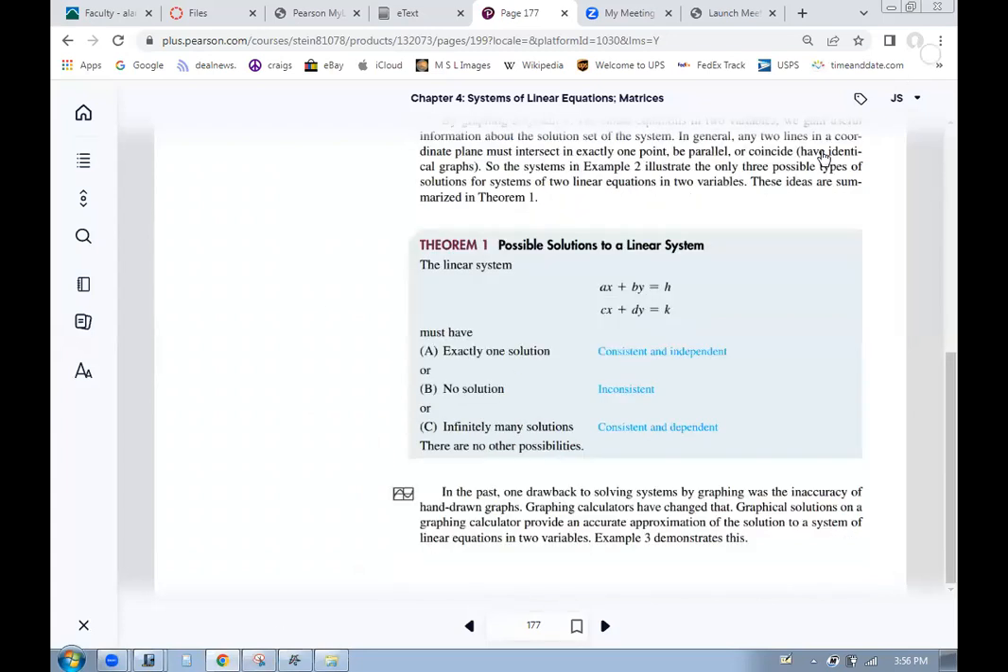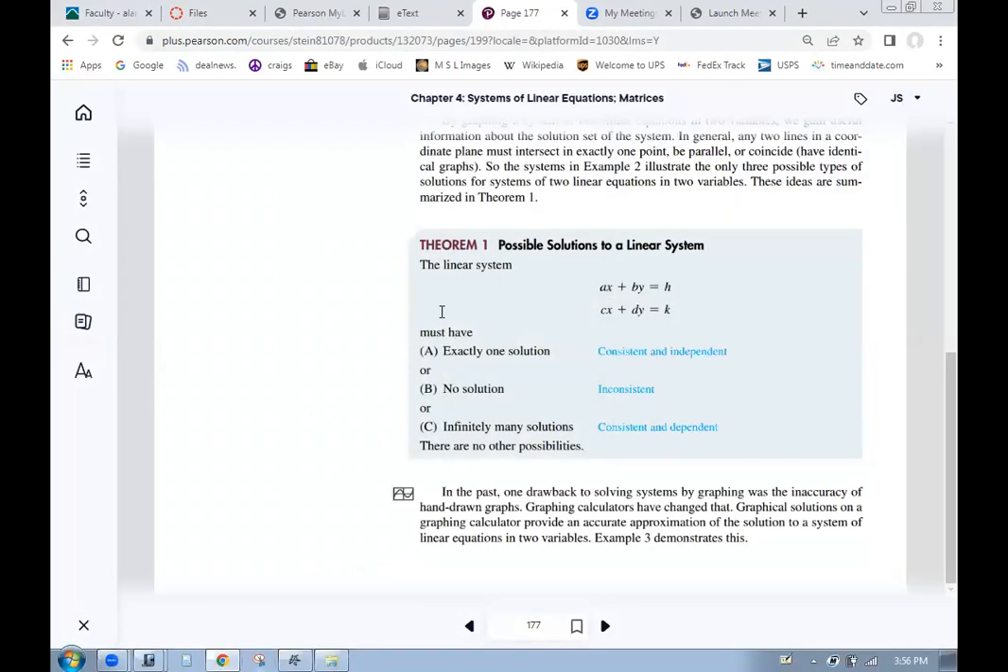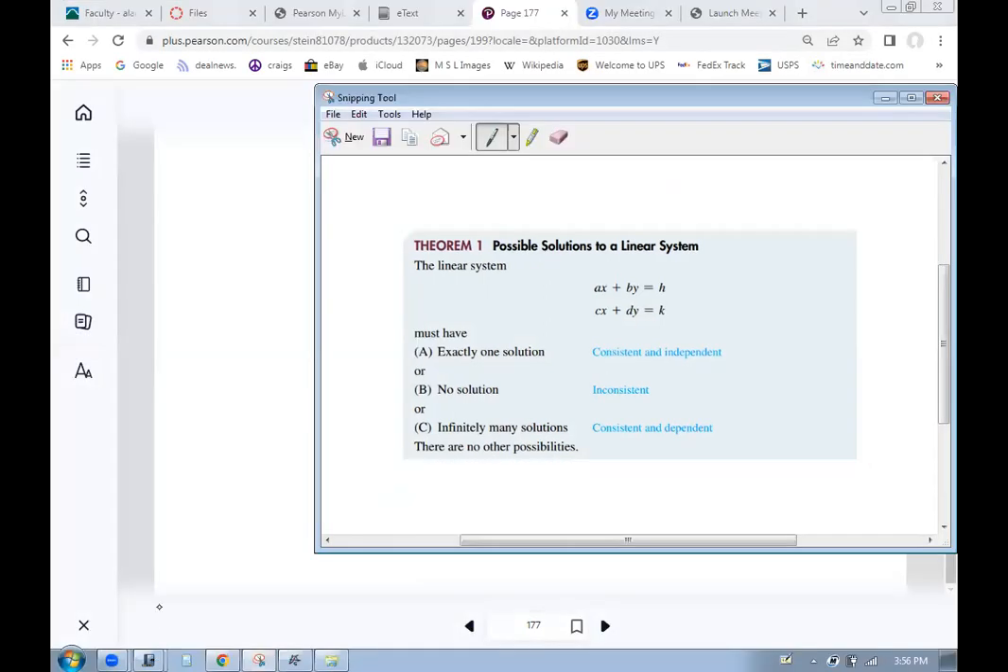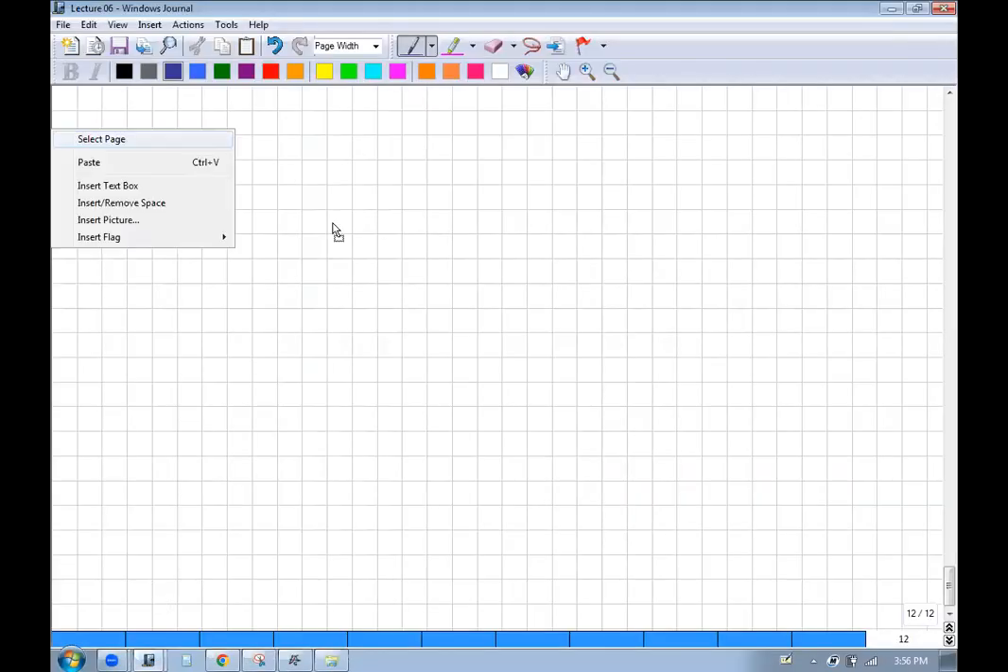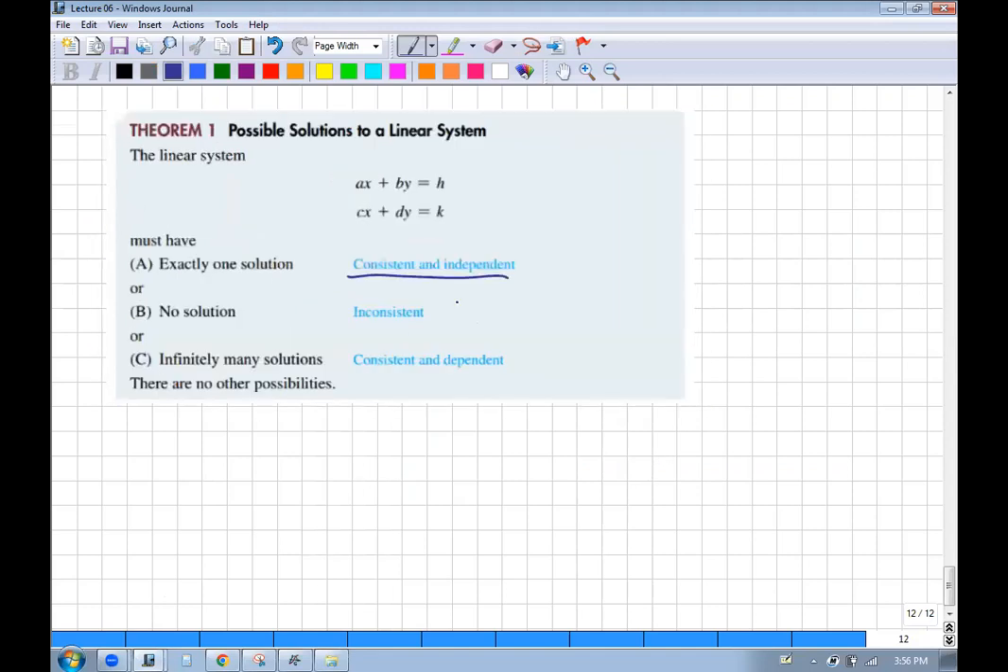And here's just more of the same. The equations can either have one solution, no solutions, or an infinite number of solutions, right? There's one solution, it's consistent, and they're independent. There's no solution at all, it's inconsistent. There's infinitely many solutions, it's both consistent, and the equations depend upon one another, right?